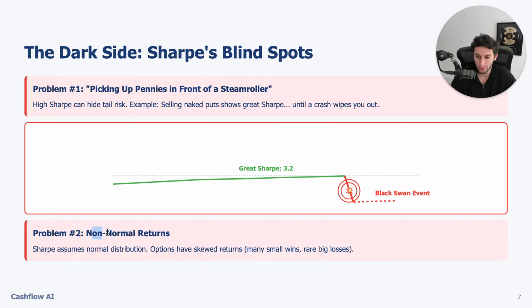And the other thing is that there are non-normal returns. So options, again, not always, but typically have skewed returns. For the most part, if you're selling options, you're going to have a high win rate with low profit per win. And then if you have a few big losses throughout, that kind of evens things out.